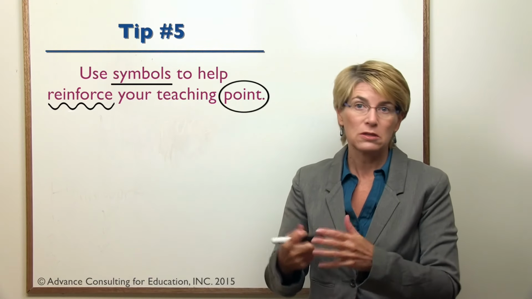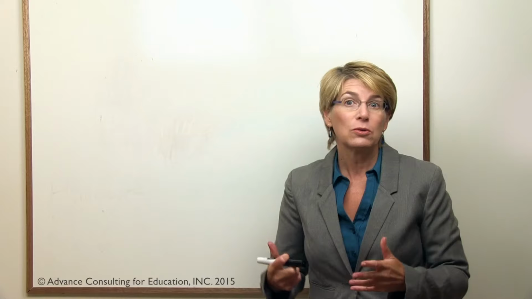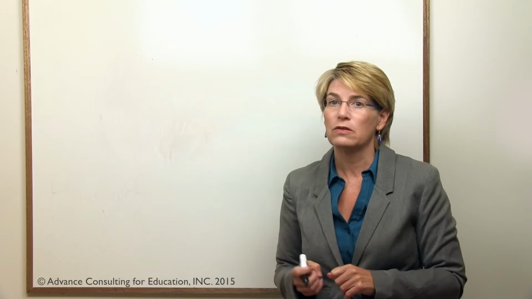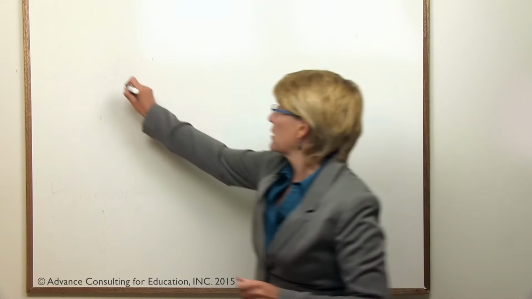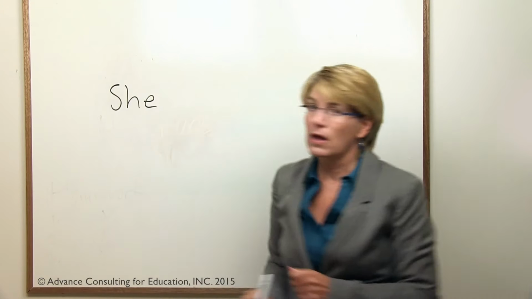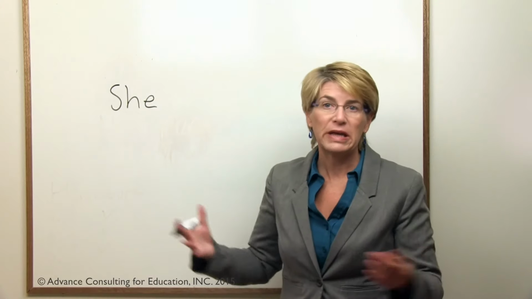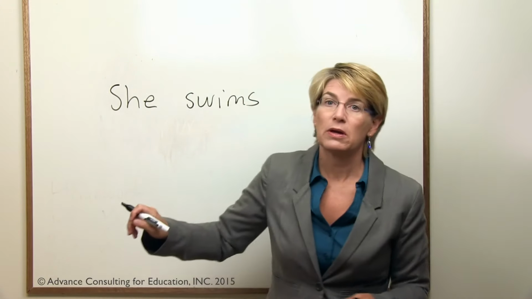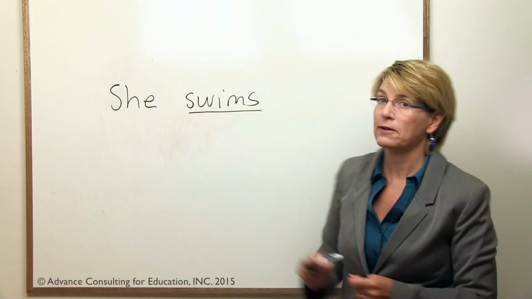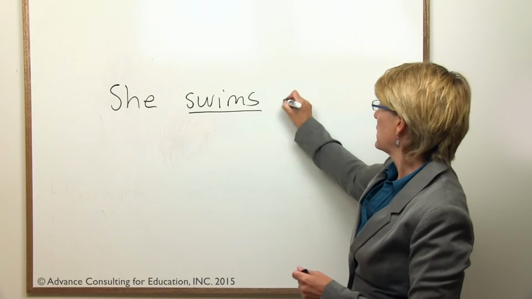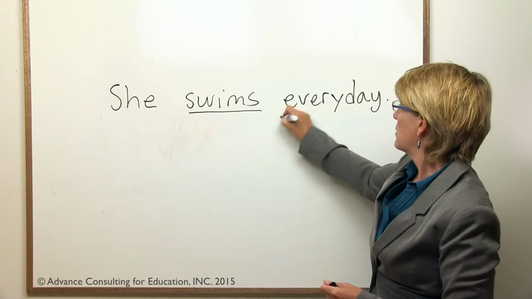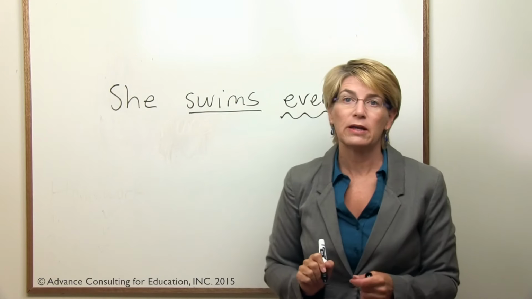So going back to our sentence, she swims every day, I don't have any different colors, I just have black. So I'm going to use a different symbol code in order to show the different pieces of my sentence. So my subject, I'm going to put in black, and I'm going to leave it plain. Okay? And then my verb, I'm going to underline. Okay? And then every day, I'm going to put a squiggly line underneath it.